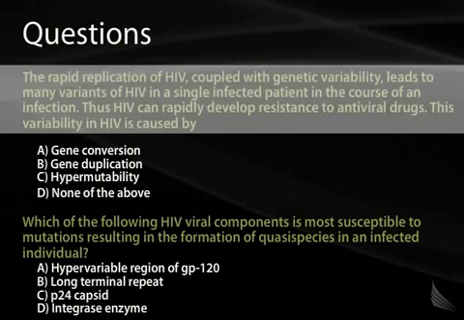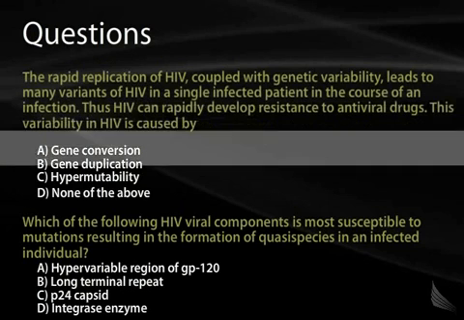Question. The rapid replication of HIV coupled with genetic variability leads to many variants of HIV in a single infected patient in the course of an infection. Thus, HIV can rapidly develop resistance to antiviral drugs. This variability in HIV is caused by A. Gene conversion, B. Gene duplication, C. Hypermutability, or D. None of the above. Well, the answer is C.